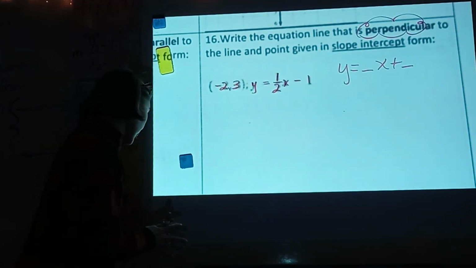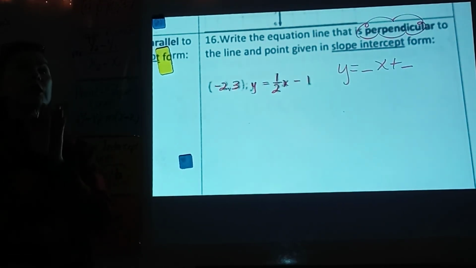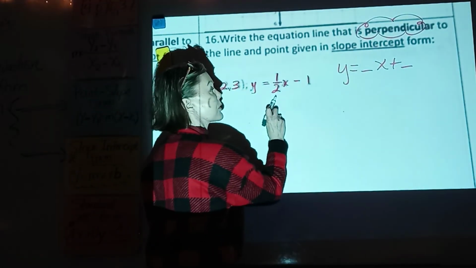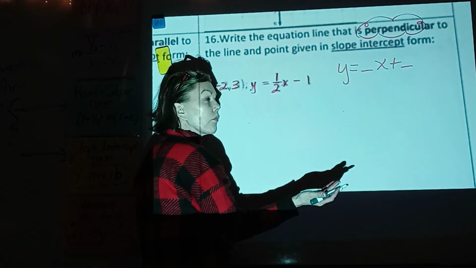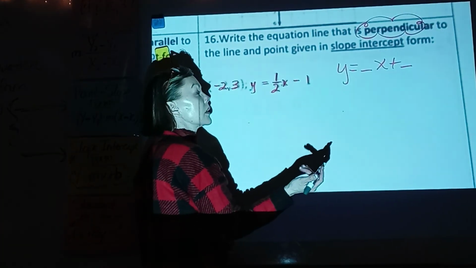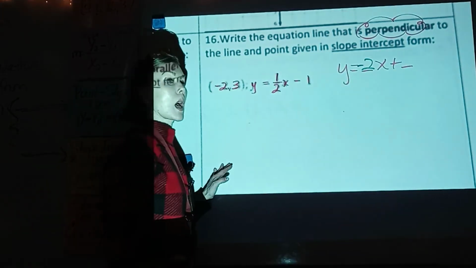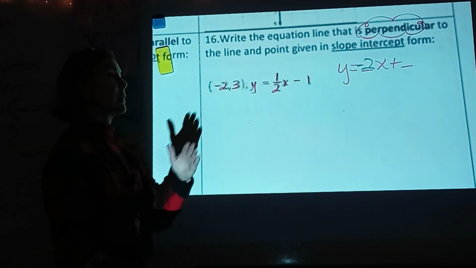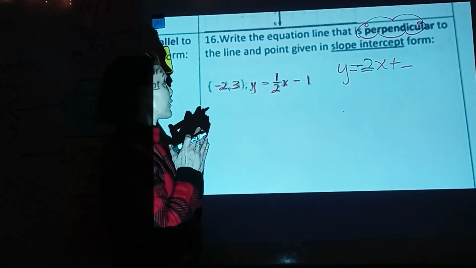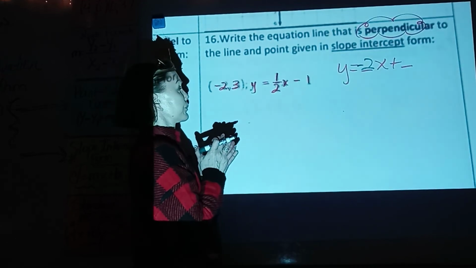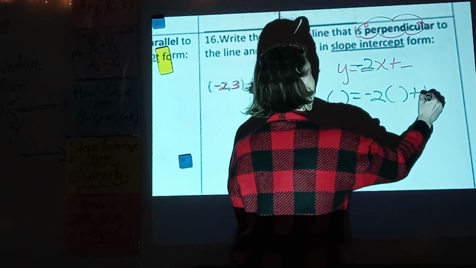So what do we know about perpendicular? What is their slope? Their slopes are opposite reciprocals of each other. So guys, what is the opposite reciprocal of positive 1/2? Negative 2. Opposite reciprocal. Opposite means positive or negative, and reciprocal means you have to flip it. Now all you have to do is solve for b. y equals negative 2x plus b.